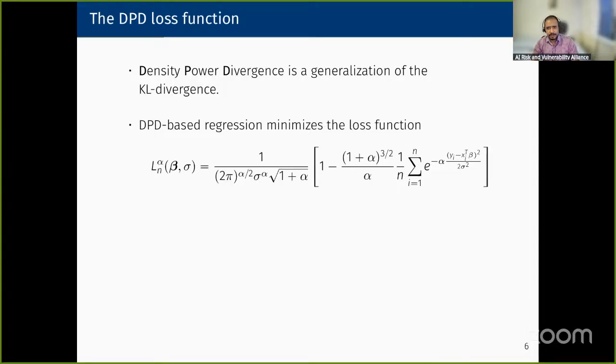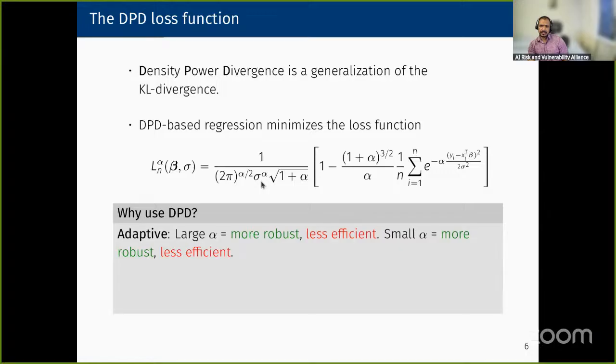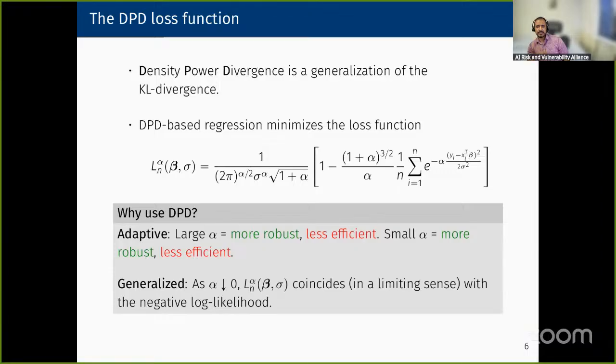In this current problem, the loss function we are considering is quite important. This is called the density power divergence, which is a generalization of the KL divergence. The core idea is that this tuning parameter alpha varies between 0 and 1. When it is closer to 0, you get a more efficient, more accurate estimator of the quantities beta and sigma. Sigma is the scale parameter, the standard deviation or variance parameter, and beta is the coefficient vector. Sorry, this is a typo here. When alpha is small, the estimator is more efficient, less robust. When alpha is 1, it's the other way around. And when alpha is exactly equal to 0, the estimator coincides with the negative log likelihood loss.